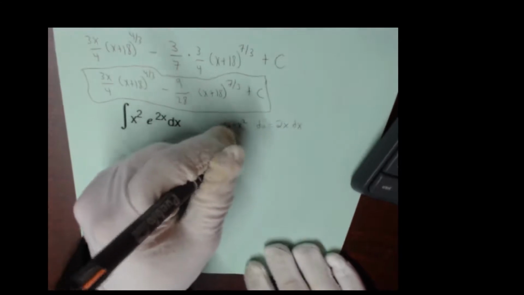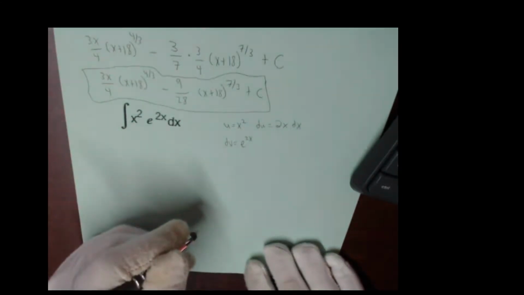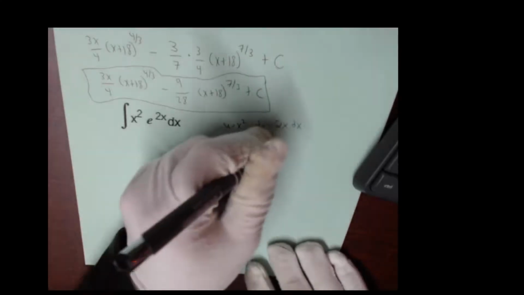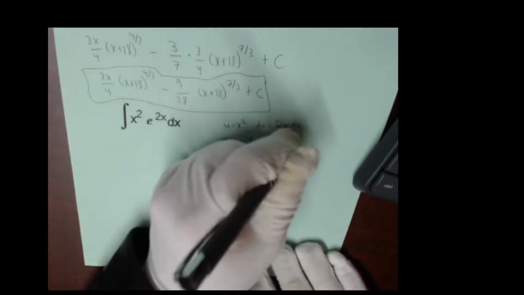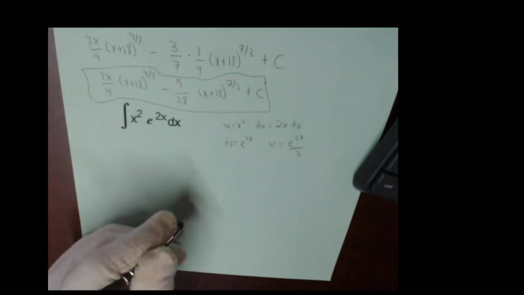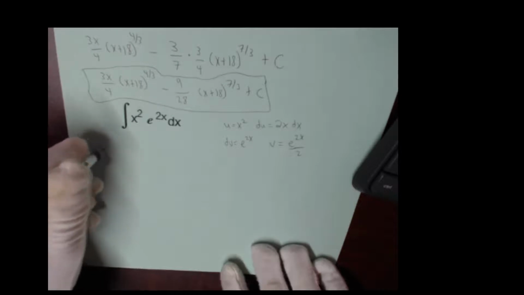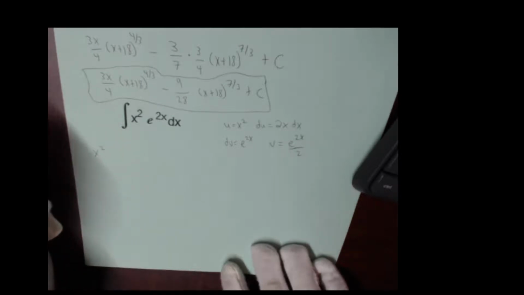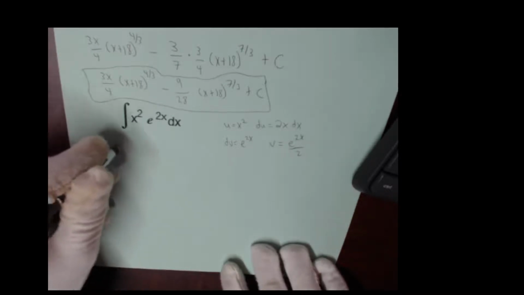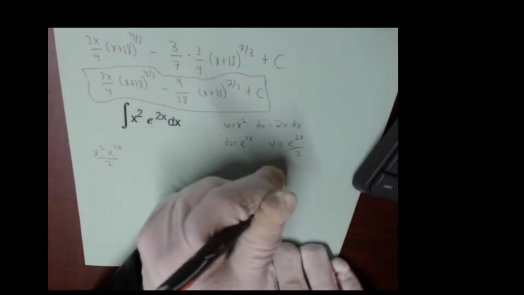Then that means that dv is going to equal e to the 2x. dv is e to the 2x. We take the integral of that, so v will equal e to the 2x over 2. All right, and so hopefully that's pretty straightforward for you by now after a couple examples. Let's do it. It's uv, so x squared e to the 2x over 2.